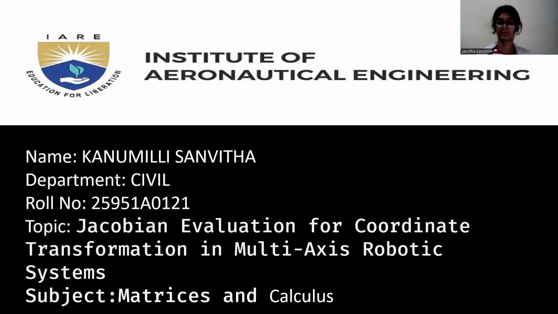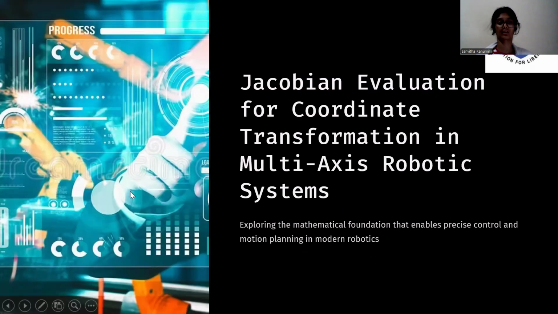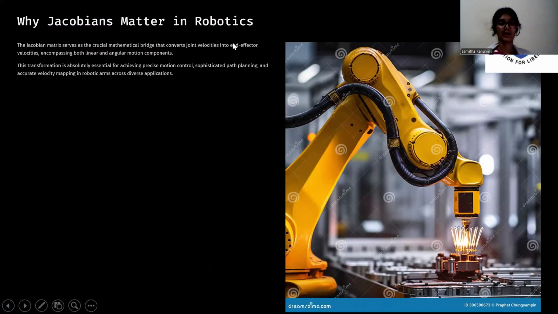Today I am going to explain the Jacobian evaluation for coordinate transformation in multi-axis robotic systems. So coming to the topic: Jacobian evaluation for coordinate transformation in multi-axis robotic systems, exploring the mathematical foundation that enables precise control and motion planning in modern robotics. Why Jacobian? Why Jacobian coordinates or Jacobian transformation?